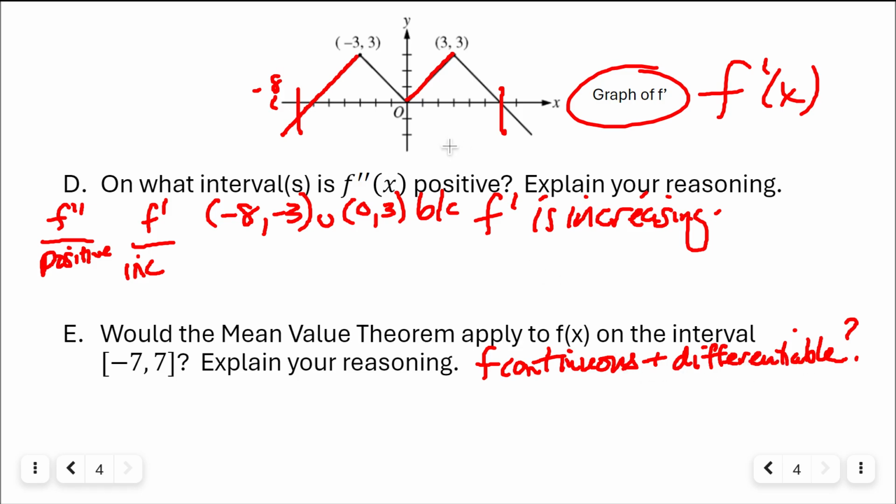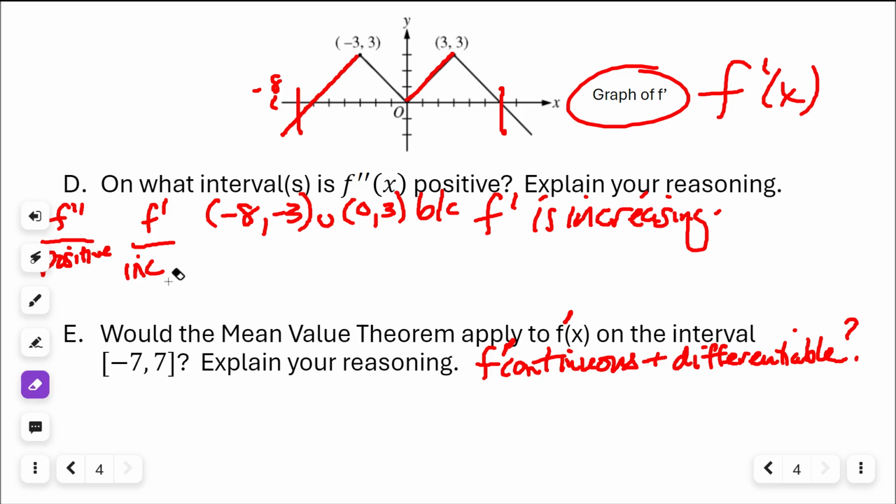Well, let's take a look. Well, this is not the graph of f. It's the graph of f prime. Okay? F prime is, oh, no, you know what? Let's do this instead. I'm going to change this. And I want to know, would the mean value theorem apply to f prime on the interval? So f prime will have to be continuous and differentiable. That's the question I really want to ask you. So is f prime continuous and differentiable?